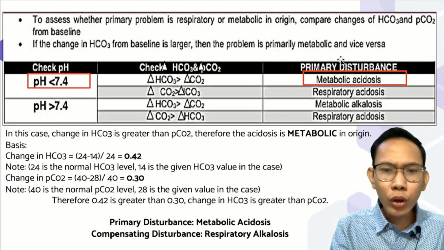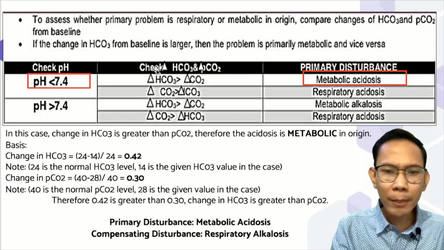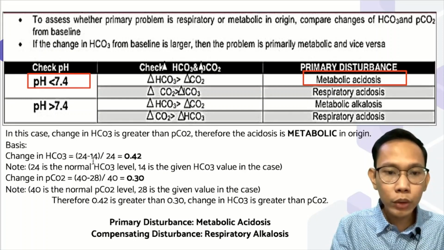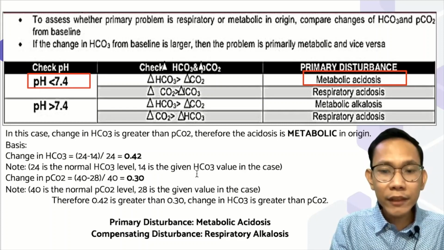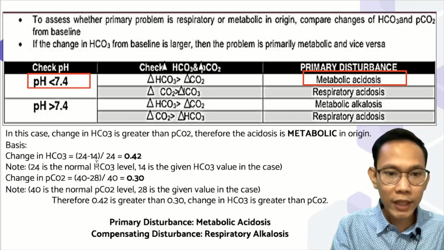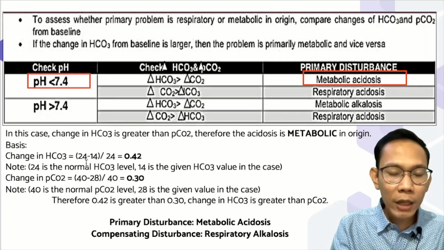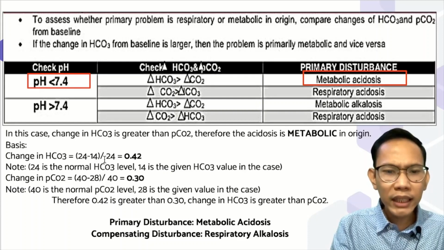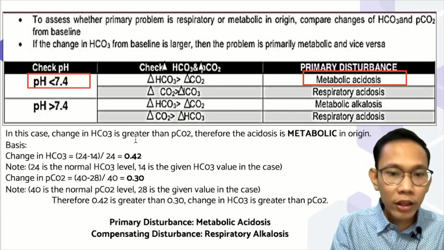Paano natin nalaman, Dok? Paano natin ma-determine na mas mataas yung change ng bicarbonate sa ating CO2? The basis here is that the change in your bicarbonate, meron tayong formula, is equal to 24 minus 14 over 24. Yung 24 dito is the normal value of your bicarbonate level. And then yung 14 dito is the given bicarbonate value sa ating case. So yung bicarbonate, di ba, sa patient natin is 14. So simple lang. The normal value ng ating bicarbonate is 24. I-minus natin sa value ng ating patient which is 14. Then i-divide naman natin sa 24. And you will get 0.42.